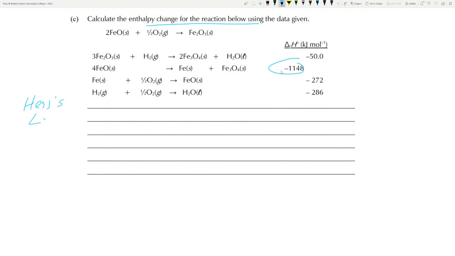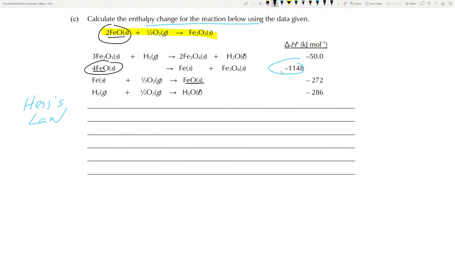So when you do a Hess's law question, what you want to do is manipulate your equations so they look like this. We want to hunt for certain features. First one, I want FeO. Which one has FeO? This one has FeO. I need 2 FeO on the left. I only have 4 on the right. I have 4 on the left.